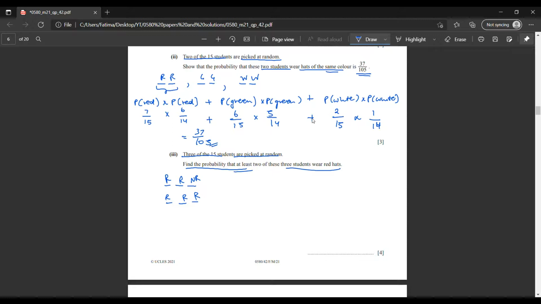So first off, I'll start off by breaking down how we find the probability of not red. That's basically the probability of green and white, or we could just do 1 minus the probability of red. So the probability of red was 7 by 15. So not red would be 1 minus 7 by 15, and that is 8 by 15.